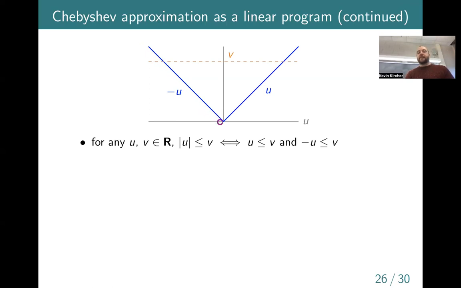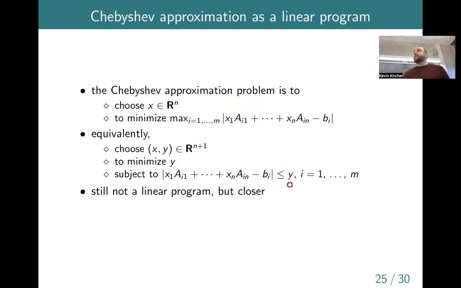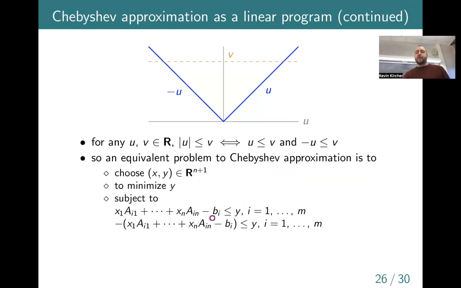So here is our absolute value of u function. This is 0, and here is v, and we draw a line up there. That is equivalent to making sure that the line u is below v, and that this line over here is below v. So now we can take the absolute value constraints that showed up in the Chebyshev approximation problem and write them this way, with a negative u and a u, both less than or equal to the same thing, v. The right-hand side that showed up here was y. That doesn't change. And for the left-hand side, we just take this thing and its negative and constrain them both to be less than or equal to y.